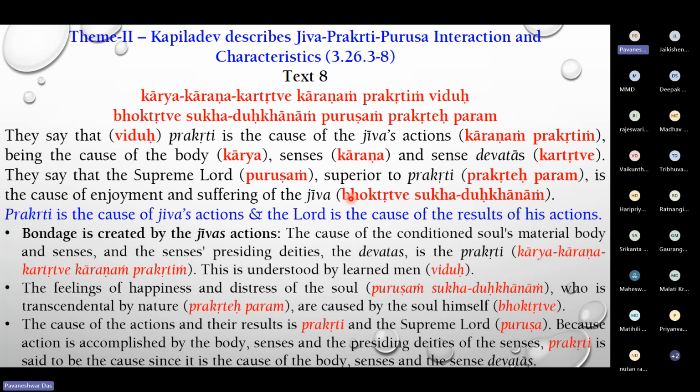Devatas are Jnana Shakti. The senses are Kriya Shakti. And the gross body is Dravya Shakti, made up of Pancha Mahabhutas. Everything is ignorance, the entire material world is ignorance. Then you should say mode of ignorance. So, Ahankara in the mode of ignorance produces Panchamahabhutas. Ahankara in the mode of passion produces senses. Ahankara in the mode of goodness produces sense devatas.